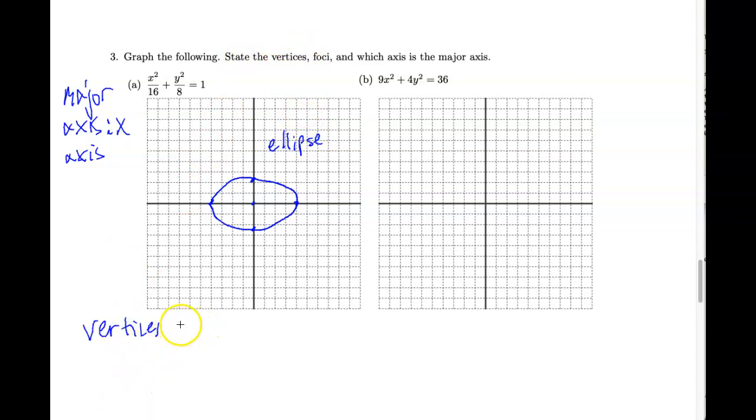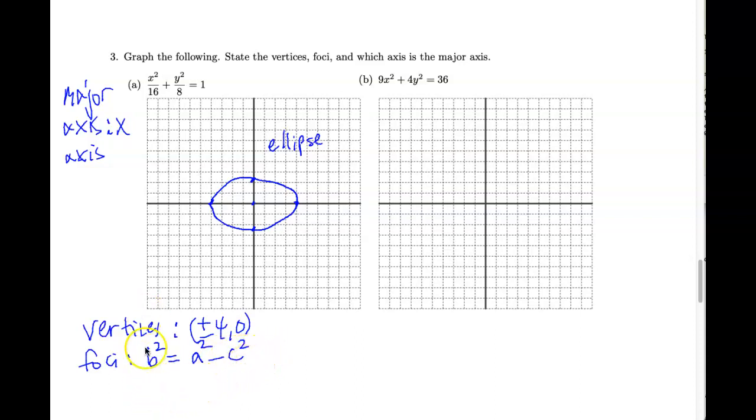Vertices are going to be, in this case, plus or minus 4, 0. And then the foci, we want to find the foci. And so we still want to use that equation b squared equals a squared minus c squared. And so we know our b squared and our a squared in this case, so that is going to allow us to solve for c squared.